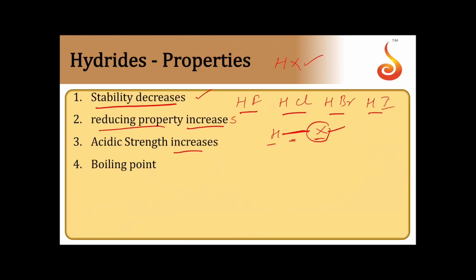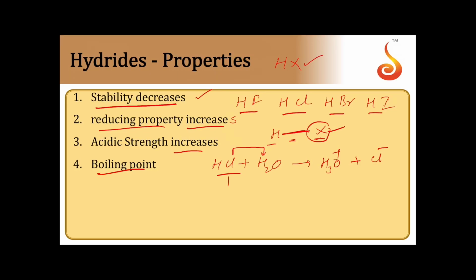Acidic strength is increasing, because when you take the HCl molecule and add water to it, the proton donor exists as H3O plus, and then Cl minus ion. This proton donating property increases down the group because of the decrease of bond strength.